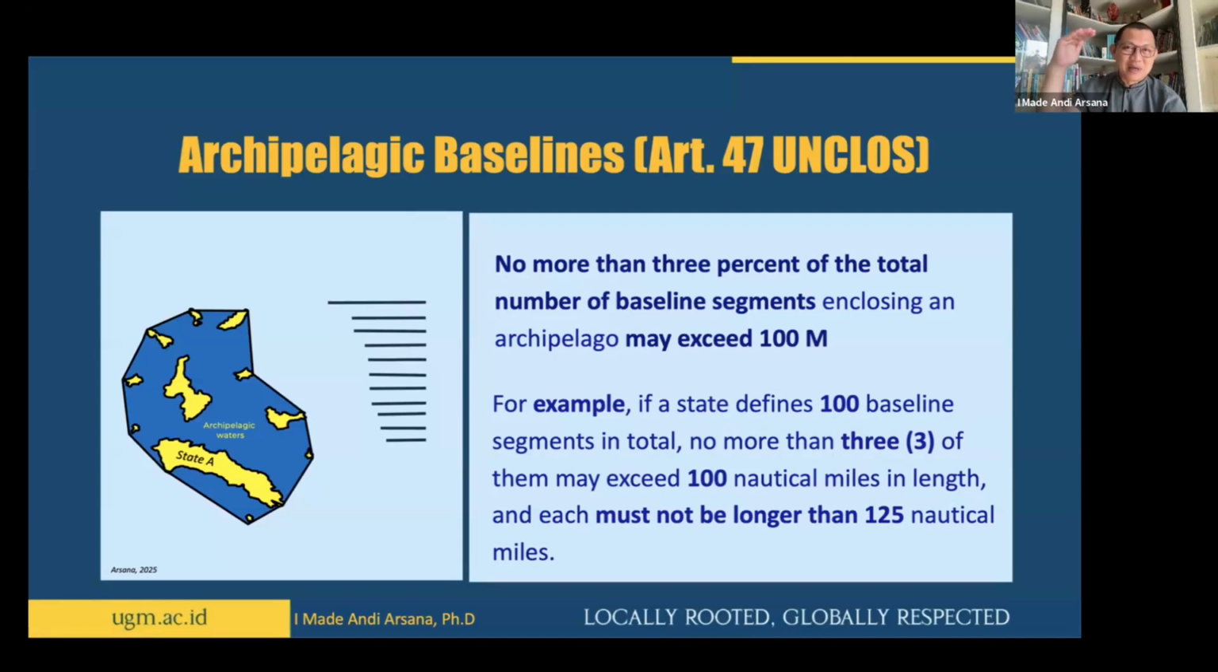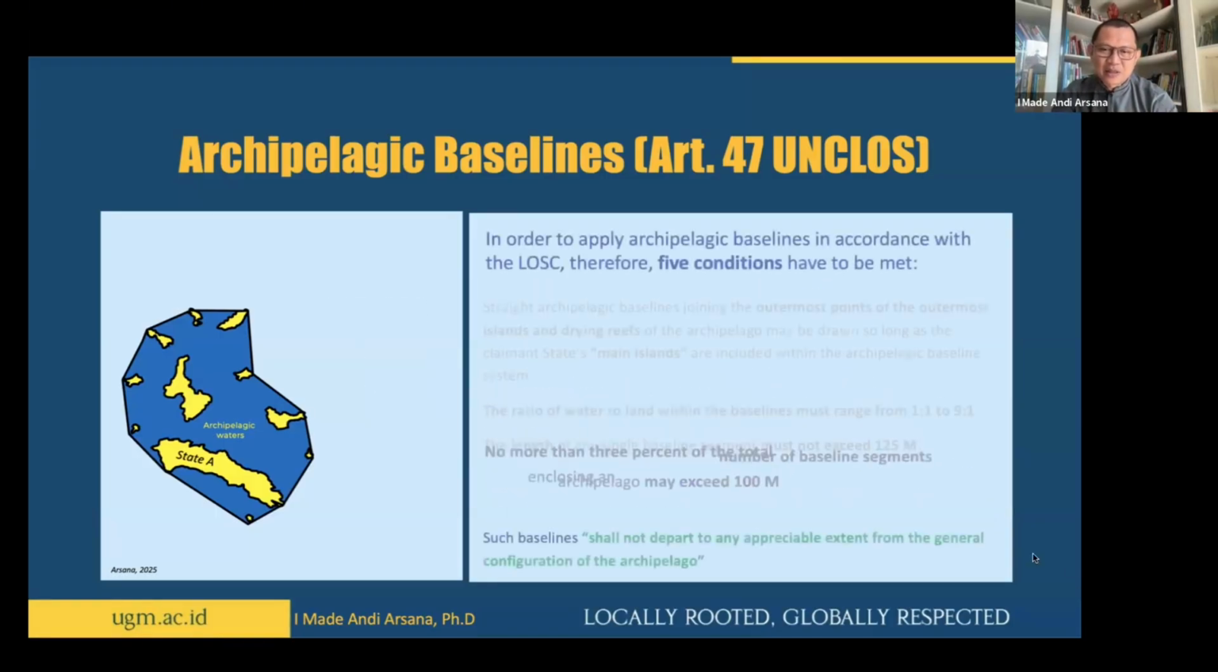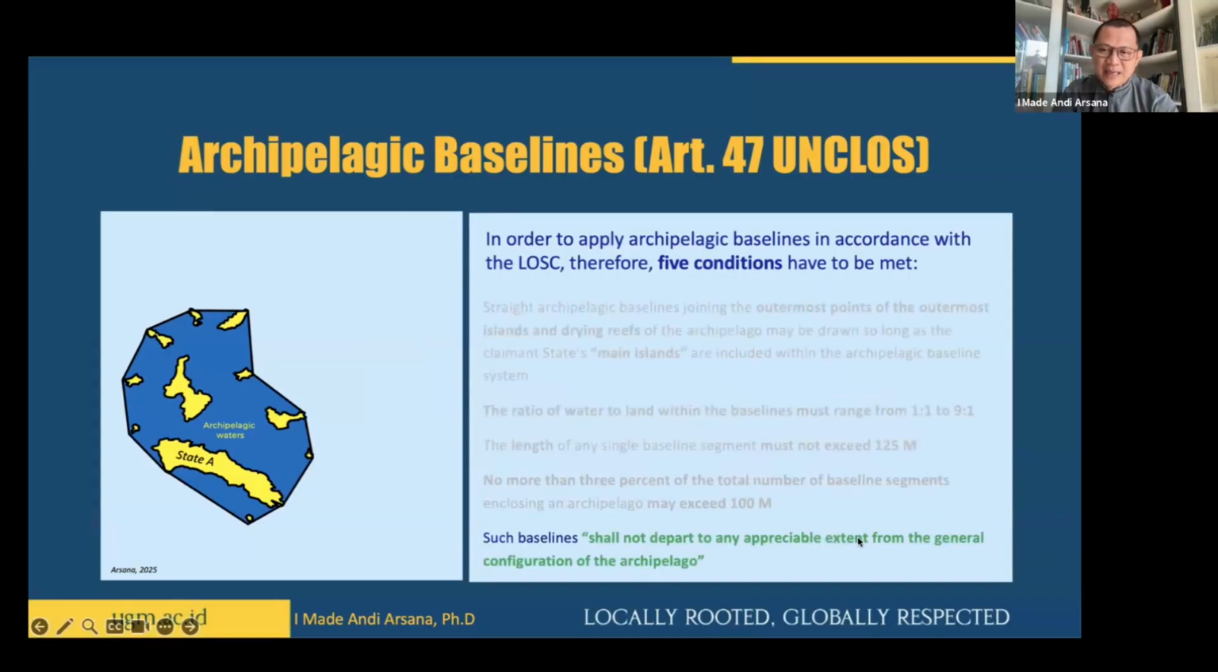Misalnya kalau segmennya banyak banget, katakan 200, if you have 200 segments, then you can have 6 segments only with a length of more than 100. So we have covered 4 criteria. Now the 5th criteria. Such baseline shall not depart to any appreciable extent from the general configuration of the archipelago.